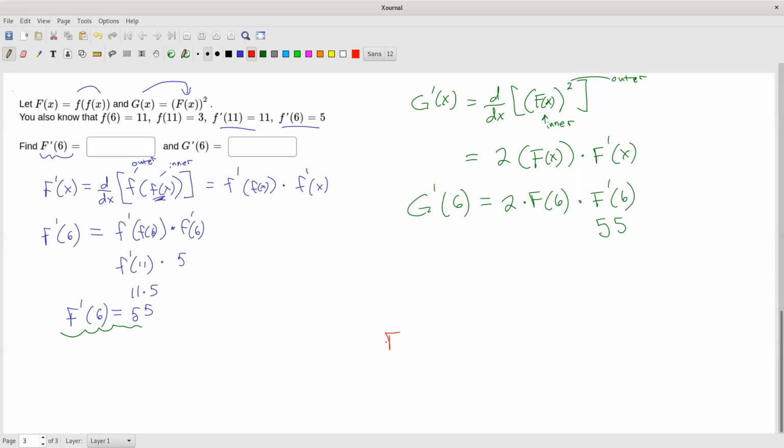What is capital F of 6? Well, based on the original definition up here at the top left, it is little f of little f of 6. Order of operations is we have to do the inside first. The little f of 6 was given right here as 11. So now I need to know what is little f of 11. And that was also given right here. That would be 3. So this tells me capital F of 6 is 3. And I'm done. Multiply those three numbers, and I have an answer.